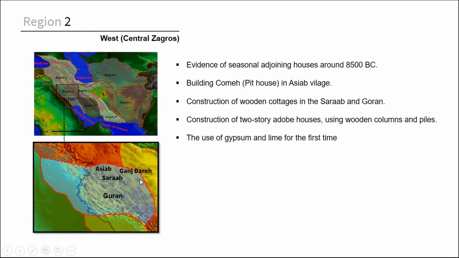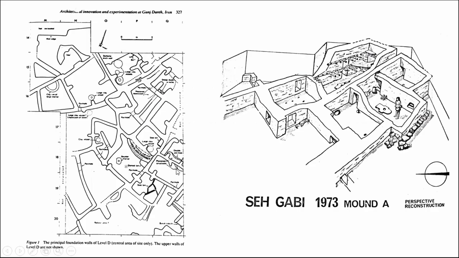In the region west, in central Zagros, the first evidence is from seasonal adjoining houses around 10,500 years ago, building KOOMEH, a pit house that I will explain more about, construction of wooden cottages and two-story adobe houses. In Ganjdare, near 7,000 years ago, we have two-story houses, and also the use of gypsum and lime for the first time. This is the plan for Ganjdare and Segabi.